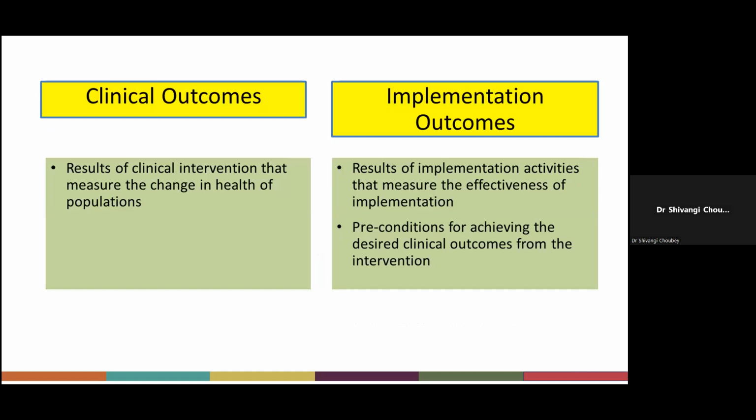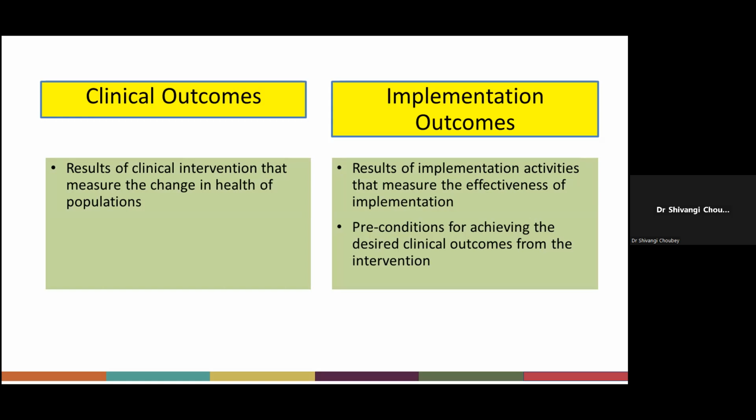So what is the difference between the clinical outcomes and the implementation outcomes? Clinical outcomes are the result of a clinical intervention that measure the change in health of a population. For example, if there is a program like an NCD program, and you implement an intervention, for example a depression screening, you will measure the change in PHQ-9 score. So these are the clinical or patient outcomes.